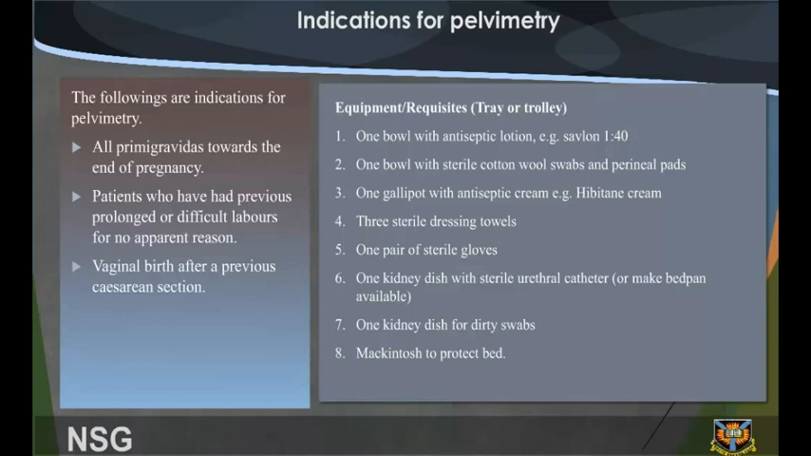Equipment and requisites. Tray or trolley. 1 bowl with antiseptic lotion. 1 bowl with sterile cotton wool swabs and perineal pads. 1 galley pot with antiseptic cream, e.g. Hibitane cream. 3 sterile dressing towels. 1 pair of sterile gloves. 1 kidney dish with sterile urethral catheter for making bedpan available. 1 kidney dish for dirty swabs. Macintosh to protect the bed.